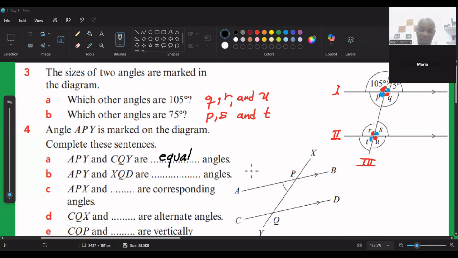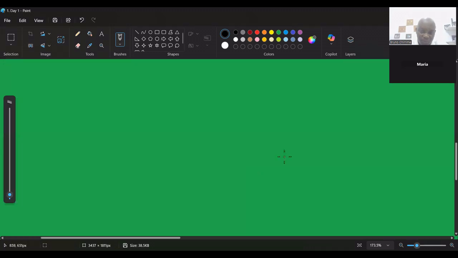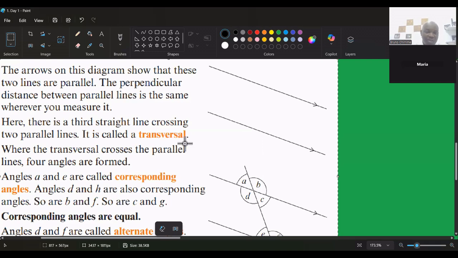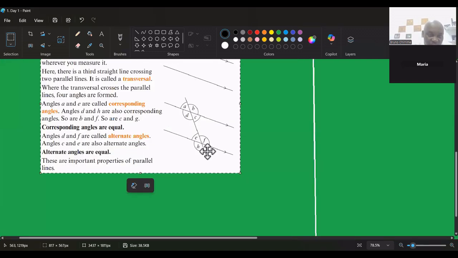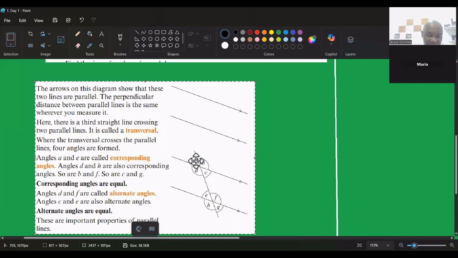All right, mister, I'm confused. What's APY and what's CQY? I'll show you. Thank you for asking. So this is the information that helps us to understand. You see? Transversal. So this is the line that crosses the two parallel lines. Now, angles A and E here are corresponding, right? Yes. We understand why A and E are corresponding.